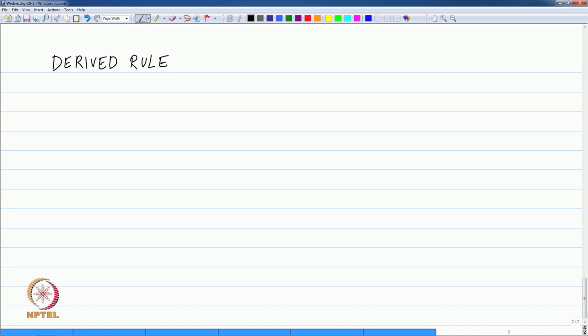So, we will look at one derived rule which is called TH1 star, and this rule says that if you have A implies B and if you have B implies C, then you can conclude that A implies C.